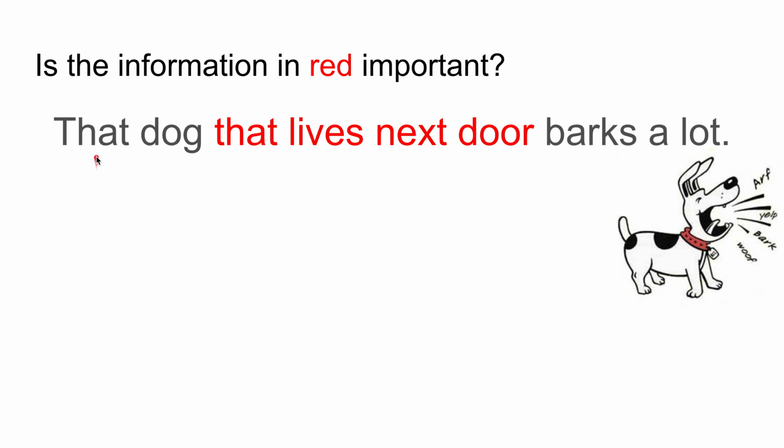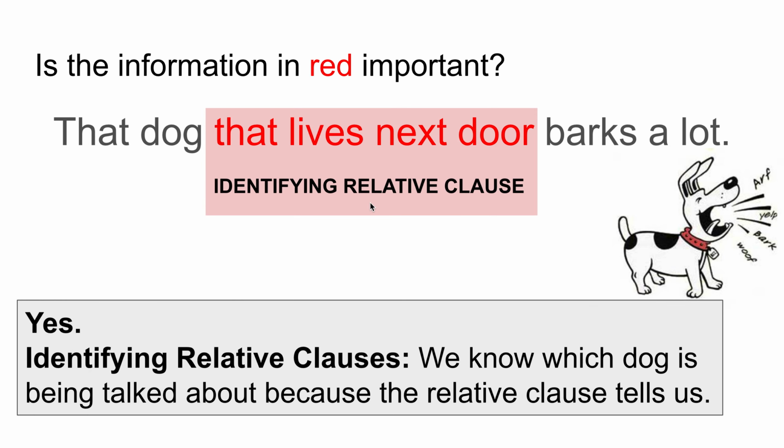Okay, here we go. That dog that lives next door barks a lot. Is that information in red important? Take 5 seconds to think about it. Okay, the answer is yes. Why is it important? Well, this is an identifying relative clause, and what that means is it tells us which dog is being talked about. We know which dog is being talked about because the relative clause that lives next door tells us. So the information is important, okay? And that's an identifying relative clause. It tells us what the subject is.